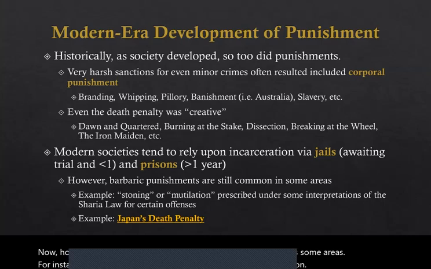These are prescribed under some interpretations of Sharia law for certain offenses. So if you're in Iran, you can be stoned to death for certain offenses. In different parts of Africa, different dictators have different stances on genital mutilation for females and things along those lines. So I wanted to give you a comparative example of what I mean when I say we are different, right? The United States is different in how we do things, but there are still some barbaric ways of going about it.